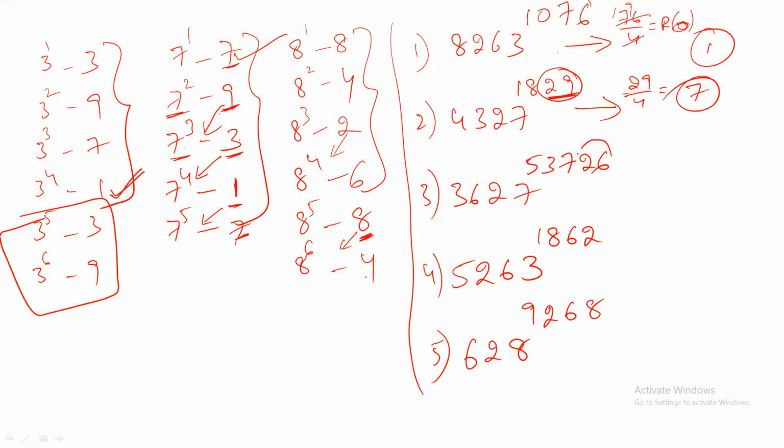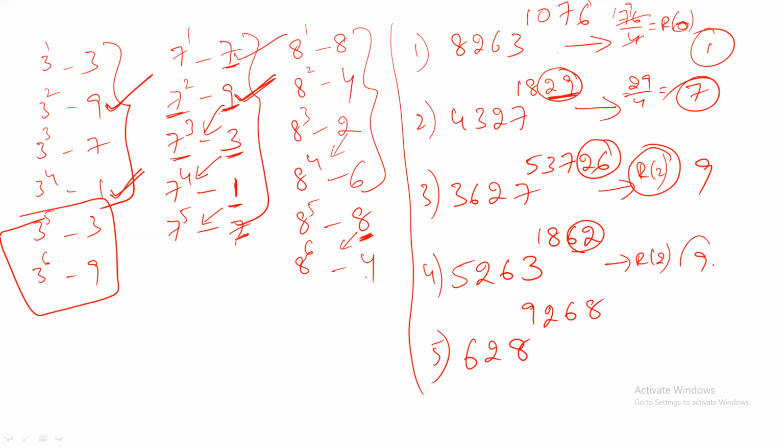Now similarly, if I divide 26 by 4, what is the remainder? I will get remainder 2. Don't consider 2 as your answer. If remainder is 2, it is the second number in the cycle of 7. What is the second number in the cycle of 7? 9. Similarly 62, 62 divided by 4, remainder is 2. What is the second number in the series of 3? 9. Here also it is 9. Next, if the number ends with 8, 68 divided by 4, remainder is 0. If remainder is 0, what is the last number in the cycle of 8? 6. So answer is 6.